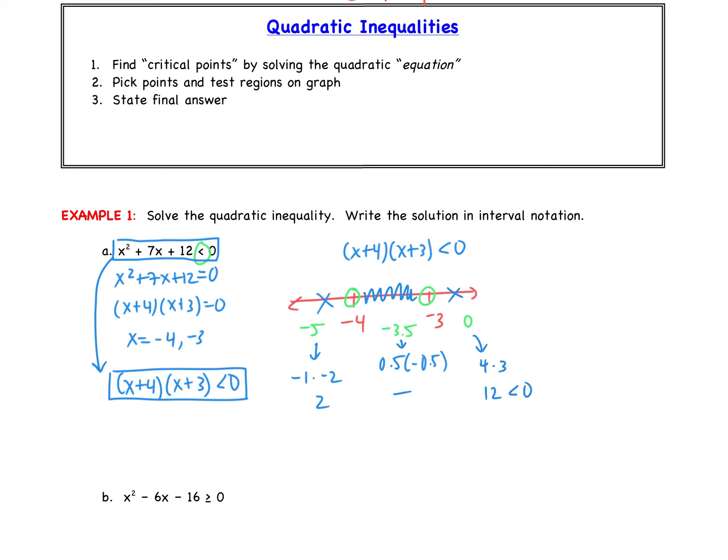Okay, we are not done. We need to write our solution in interval notation. So our shading starts at -4, goes to -3. Neither are included, so they get parentheses. So that is our final answer. So you should see it's pretty much exactly the same as absolute value. Change the inequality to an equal sign, find your numbers, and then go to your number line.